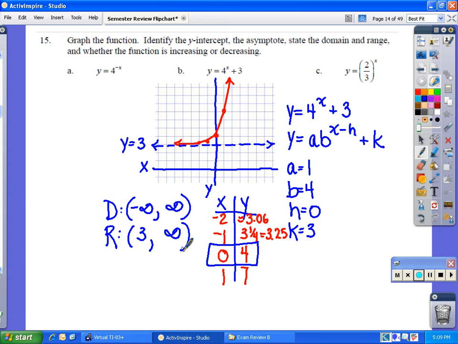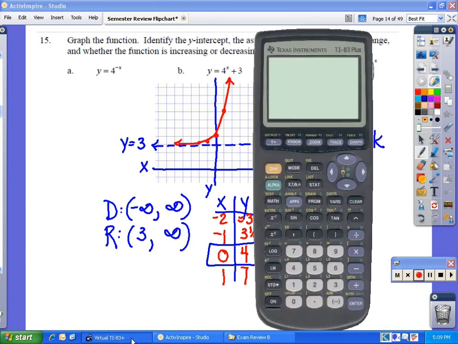I'm going to bring up the calculator for just a second so that you can see that we could do the same thing on the calculator by turning it on, going to y equals, and starting out with the equation 4 to the x plus 3, and graphing. We'll get something that looks very similar to what we have already, and if you want to just check the data values, there they are at -2, 3.06, -1, 3.25, 0 is 4, 1 is 7, and 2 goes up very quickly to 19.